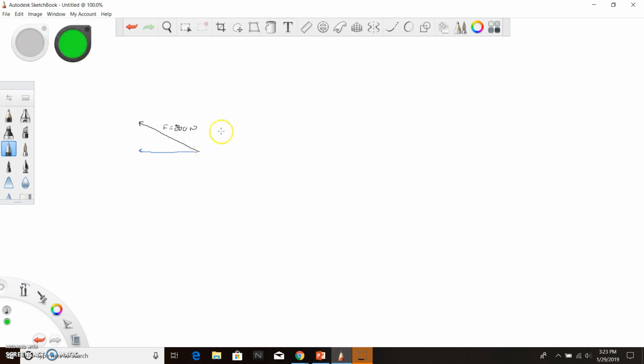We'll go back and draw our Y piece. Notice how F sub X is actually going in the negative direction, and F sub Y is going in the positive. The one thing we forgot is our angle here. Our angle is 35 degrees.